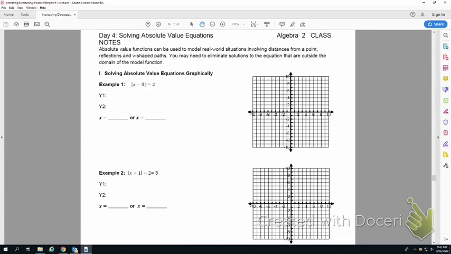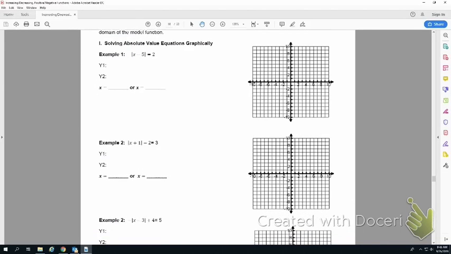Okay, today we're going to look at solving absolute value equations. We're going to look at it two different ways, one by graphing, and the other just doing it algebraically. It's got a little blurb up there as far as what absolute value could be used for. That's not overly important to what we're going to get into. So let's go ahead and jump to example 1.